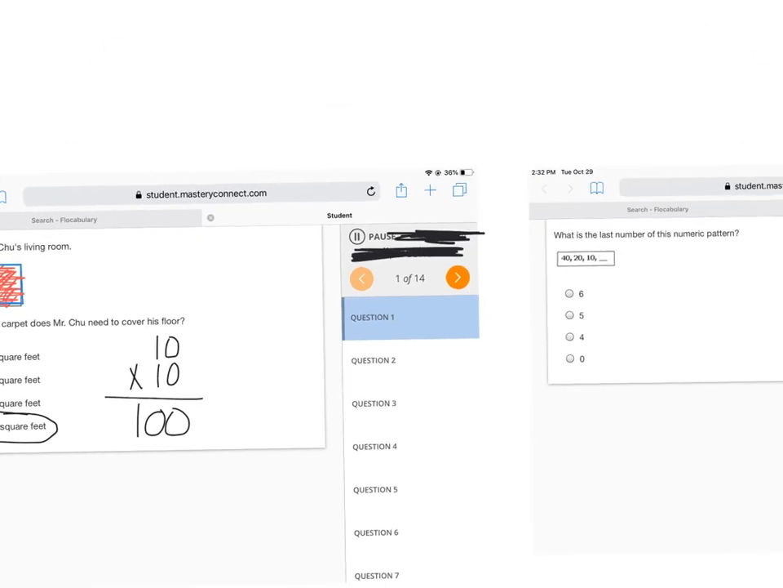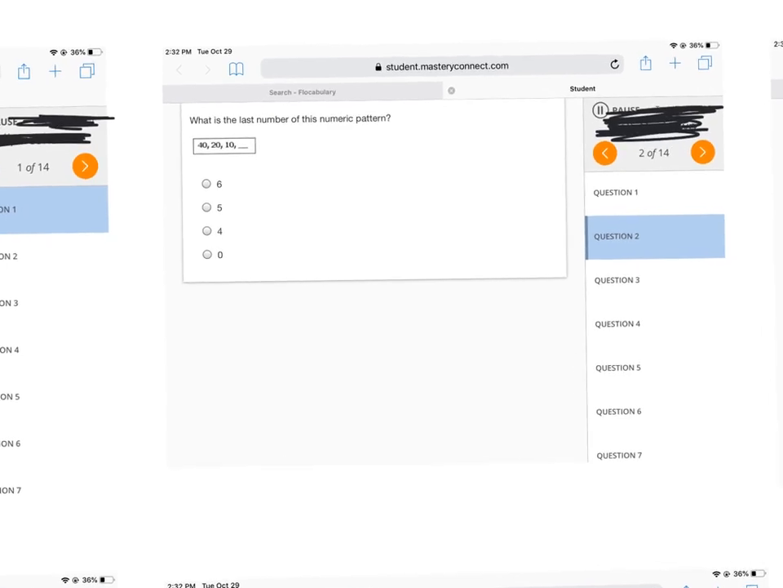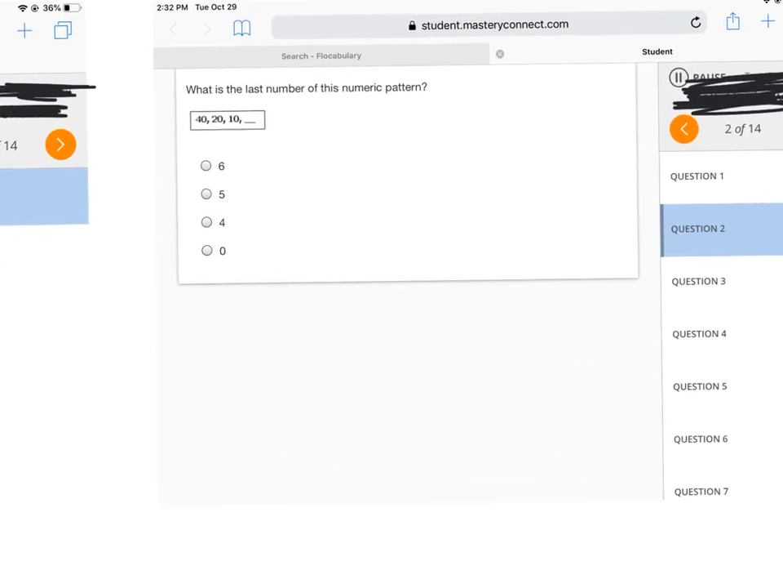All right, number 2 is a pattern. We are trying to find the missing number. It started with 40, and then it was 20, so it got smaller. Then 10, it got smaller. If you notice, what's happening every time is getting smaller by half. So half of 10 would be 5.